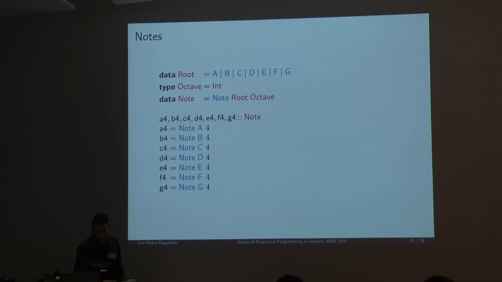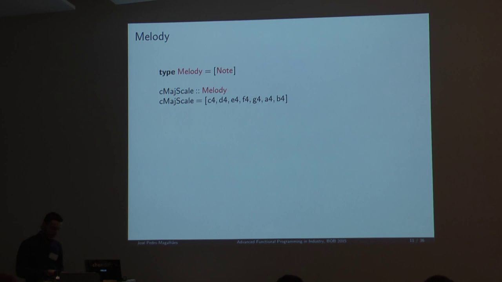Okay, now what can we do with these notes? A melody is a sequence of notes. For sequences, we're going to use Haskell's lists, which are ubiquitous in Haskell and used all the time. So we say that a melody is a list of notes, and now we can define melodies by just putting these brackets around it. That's the syntax for lists and the elements in it.